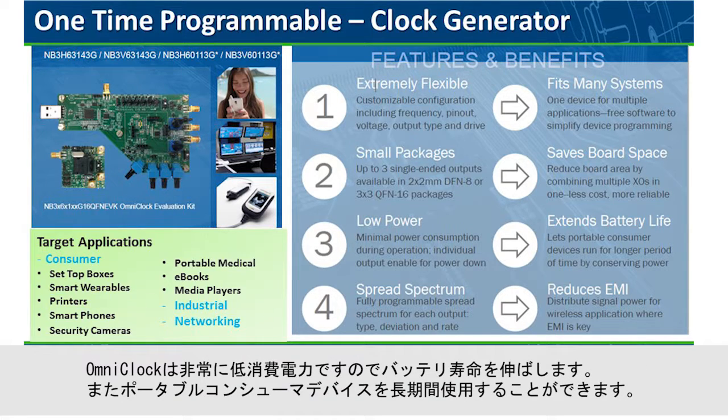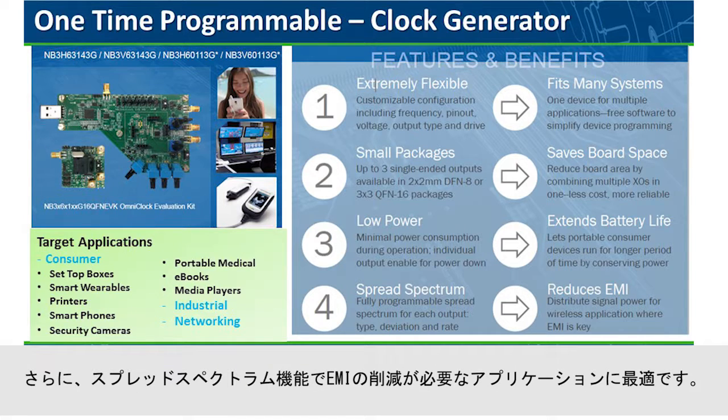OmniClock is very low power, and this is great because it extends your battery life, and you can use your portable consumer devices for a longer amount of time. And we offer spread spectrum capability for EMI reduction applications.